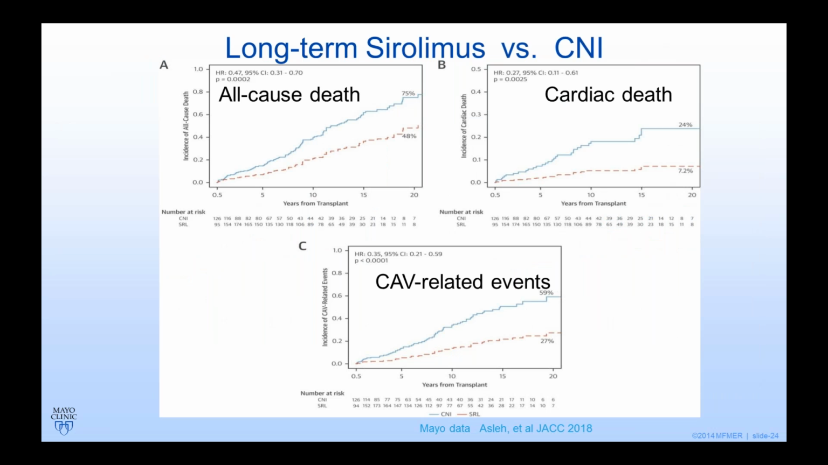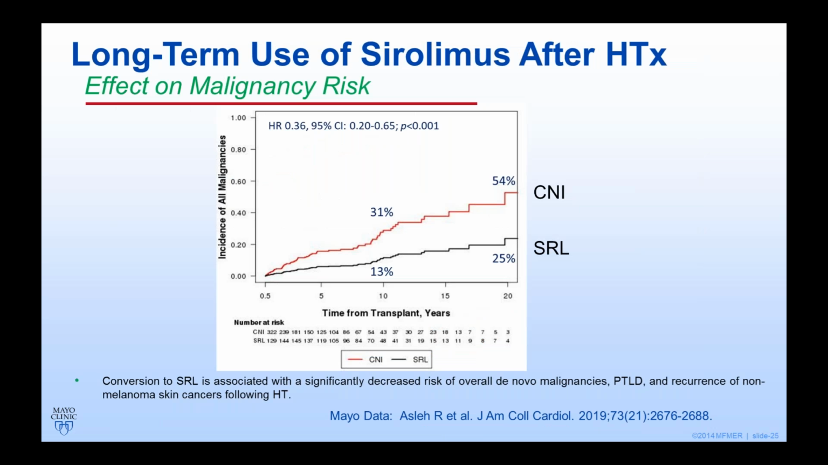And in the same paper, the patients that were converted to sirolimus had less all-cause death, less cardiac death, and less CAV-related events compared to patients who remained on the calcineurin inhibitors. In this paper from last year, the patients who were converted to sirolimus had a significantly decreased risk of malignancy over time. And perhaps this is one of the things that contributes to the better outcome in addition to graft vasculopathy.